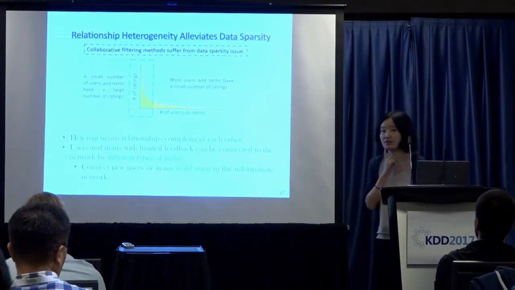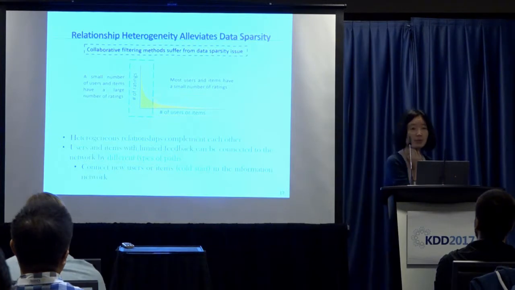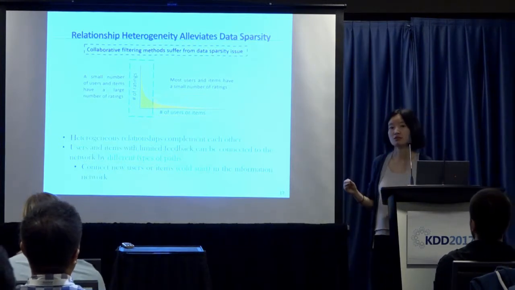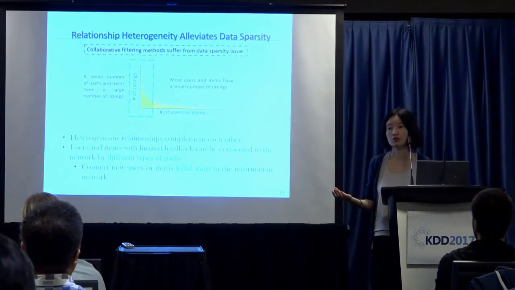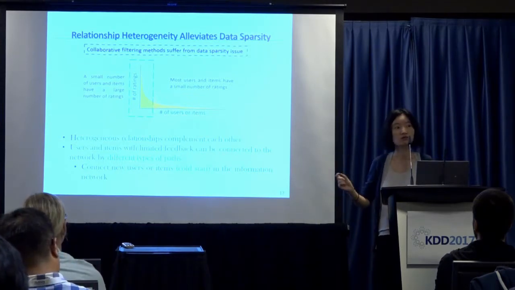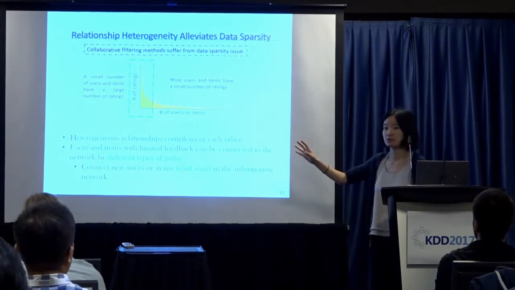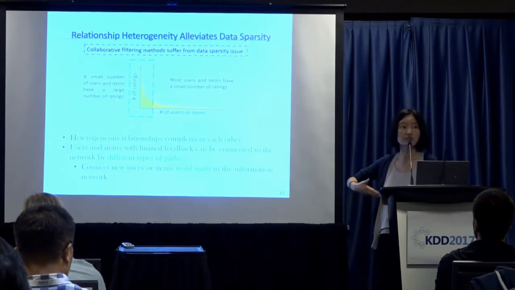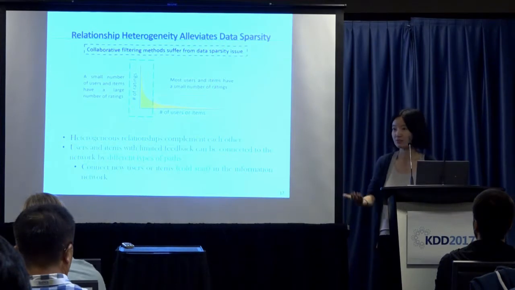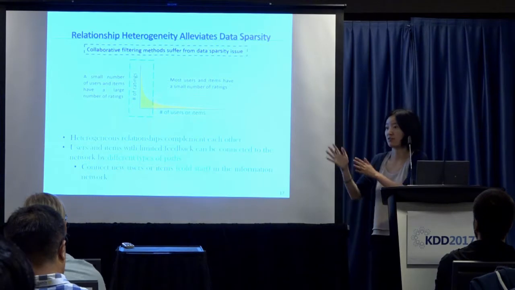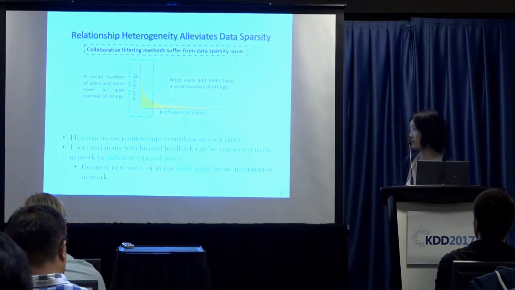And why do we think the additional information can help? Because if we embed this user-item interaction in a much bigger heterogeneous information network, then we can connect the users to the items through different types of relationships. So different types of relationships can complement each other, providing different aspects of information for the user and for the item.